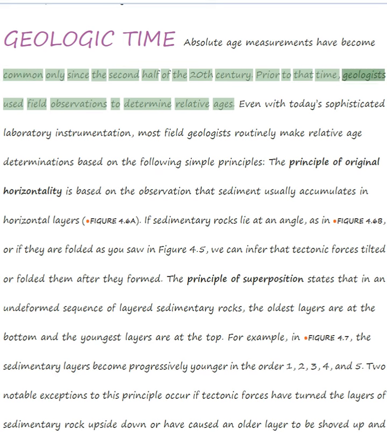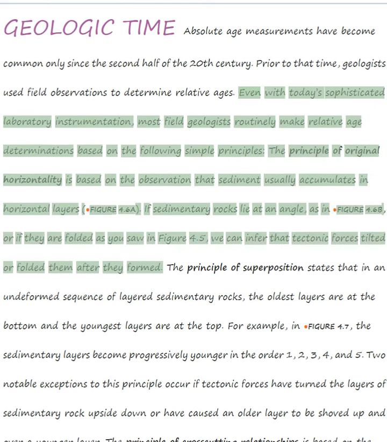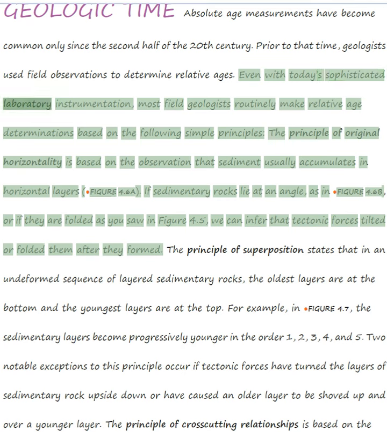Prior to that time, geologists used field observations to determine relative ages. Even with today's sophisticated laboratory instrumentation, most field geologists routinely make relative age determinations based on the following simple principles. The principle of original horizontality is based on the observation that sediment usually accumulates in horizontal layers. If sedimentary rocks lie at an angle, as in Figure 4.6b, or if they are folded as you saw in Figure 4.5, we can infer that tectonic forces tilted or folded them after they formed.